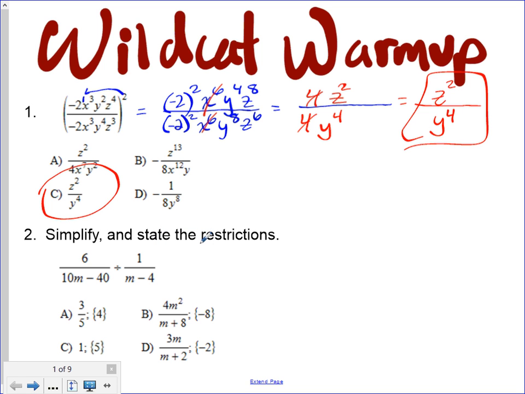Questions on number 1? It's a power of a power, because of the parentheses, so distribute the exponent there. When you reduce, put the variable wherever the exponent was the highest.